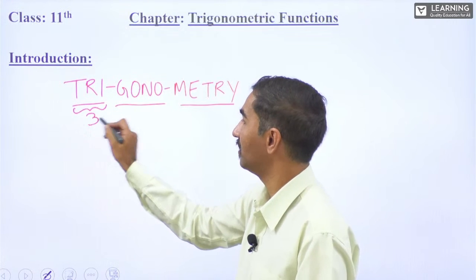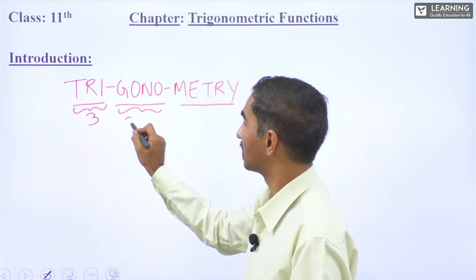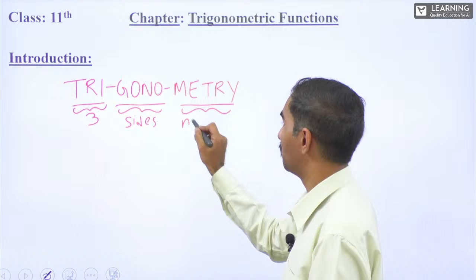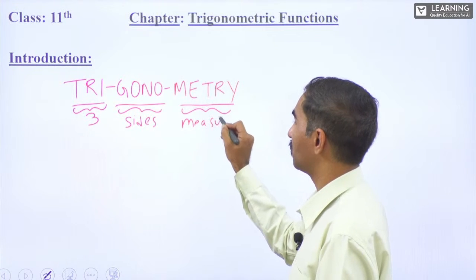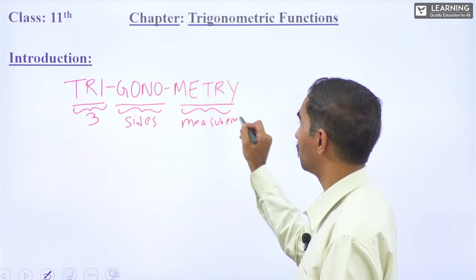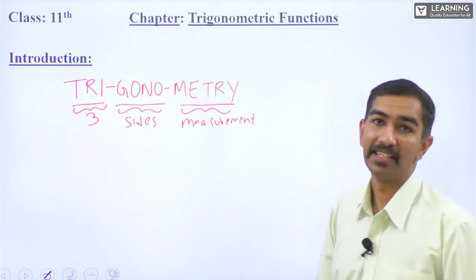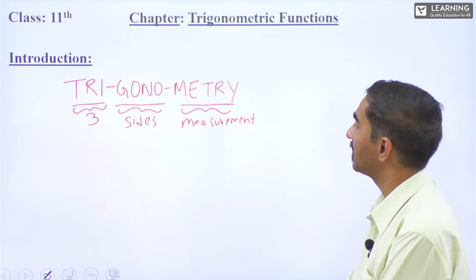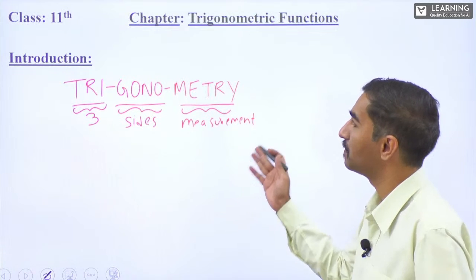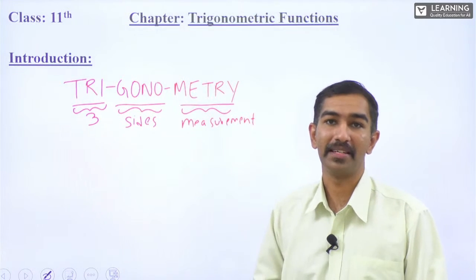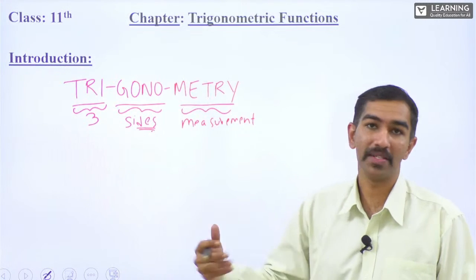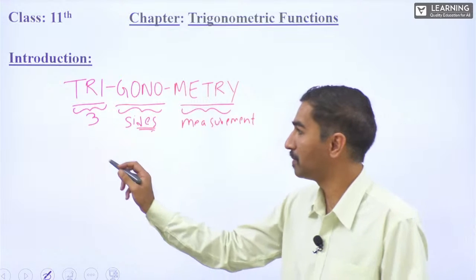What does tri stand for here, students? Obviously, you know that is 3. Gono is nothing but sides and metry is nothing but measurement. These are derived from the Greek language, and they represent sides and measurement. So 3-sided measurement is called trigonometry. And when sides come, obviously there will be angles.